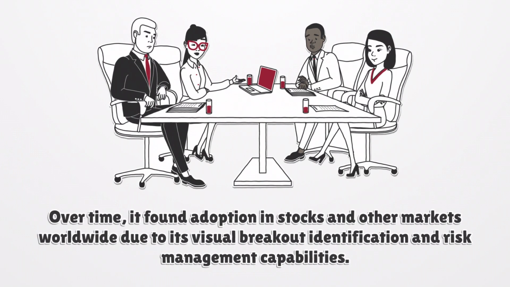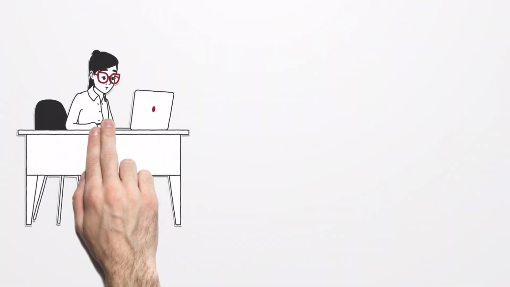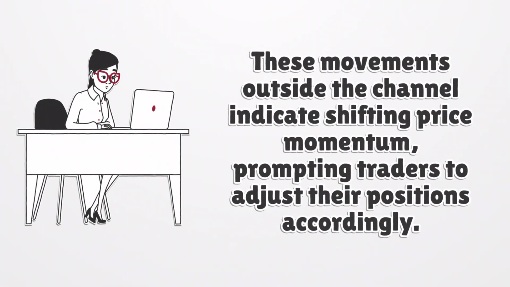The Keltner channel indicator suggests potential buy or sell signals when prices move above or below the upper or lower bands. These movements outside the channel indicate shifting price momentum, prompting traders to adjust their positions accordingly. Sideways movement within the channel may indicate consolidation before another significant move.